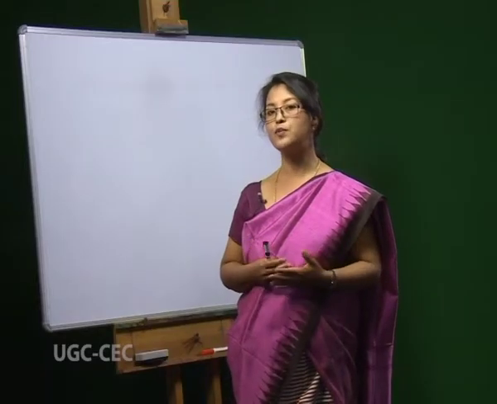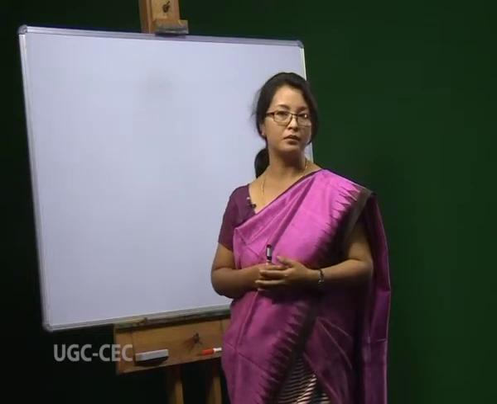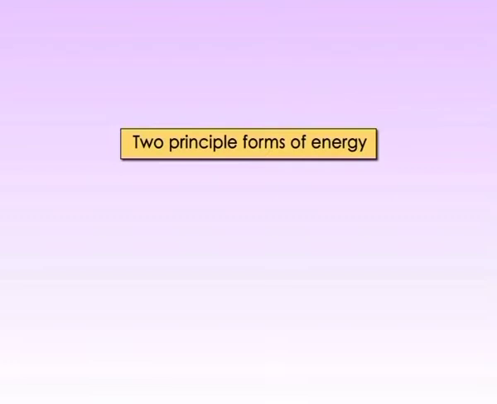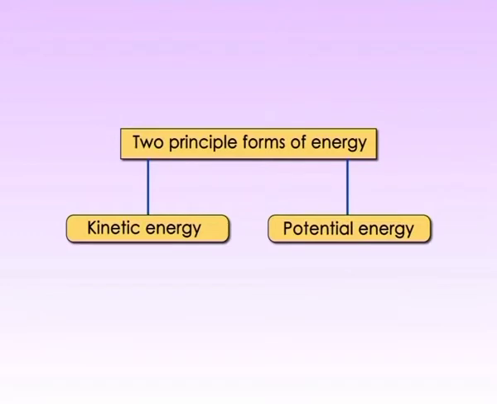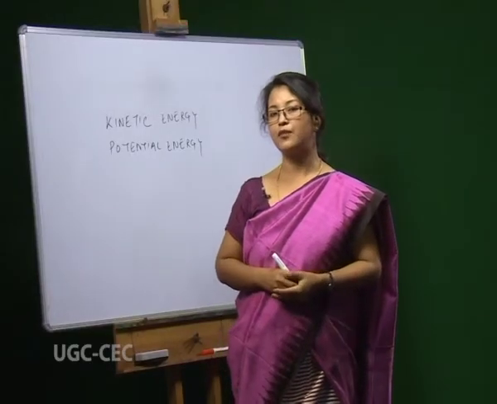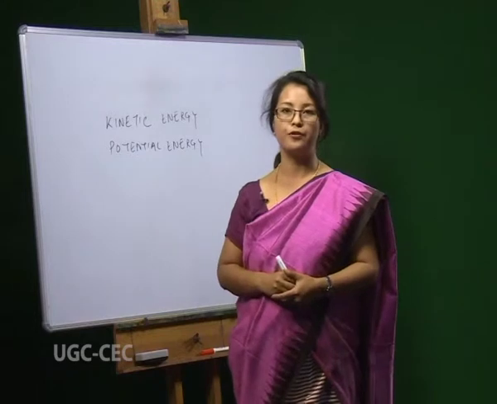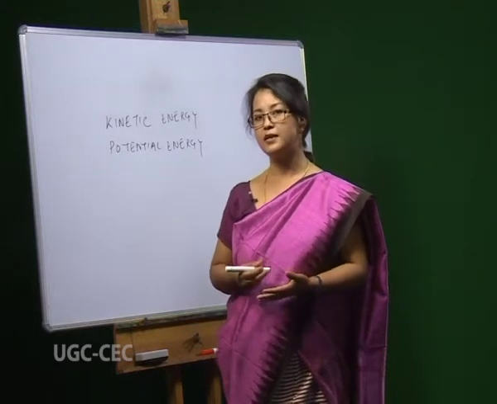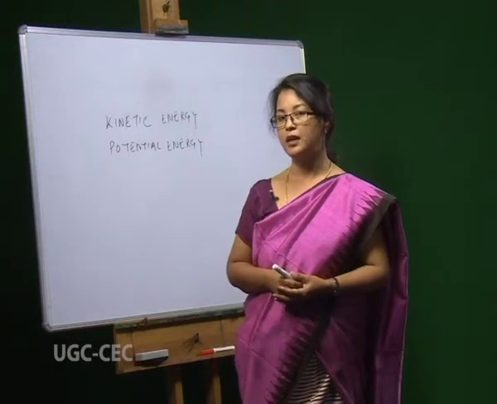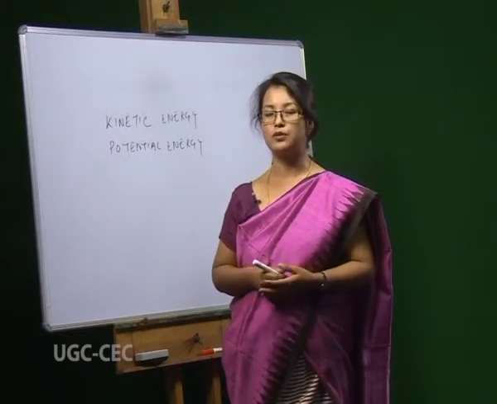You know that several forms of energy are important in biological systems. There are two principal forms of energy, which are kinetic energy and potential energy. Now let's look at some examples of these two types of energy. Thermal energy, or heat, is a form of kinetic energy, the energy of the motion of molecules.